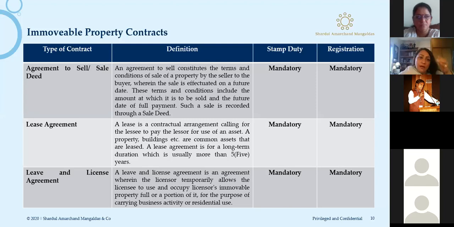So, as far as immobile properties go, one of the things we need to remember is that we will need to look at the fundamentals set out under the Transfer of Property Act. They are essential ingredients that go into the drafting of deeds regarding immobile property. So we have to be familiar with them, and they have to be very precise.